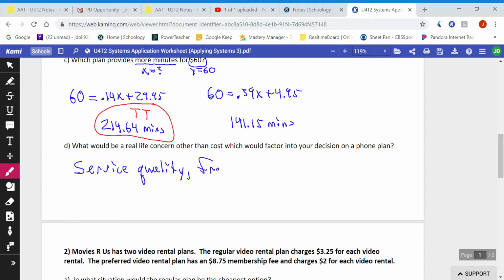Free stuff. Do you get a free phone? Do you get some sort of discounts, right? Do you get things like that there? And honestly, guys, you probably can come up with more ideas, et cetera, beyond that.